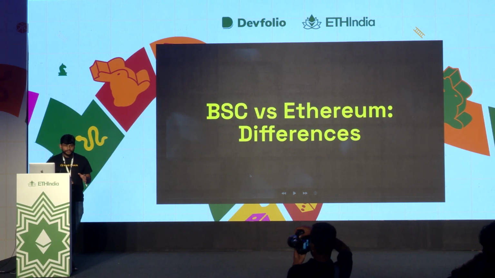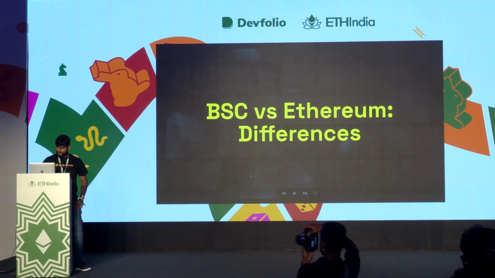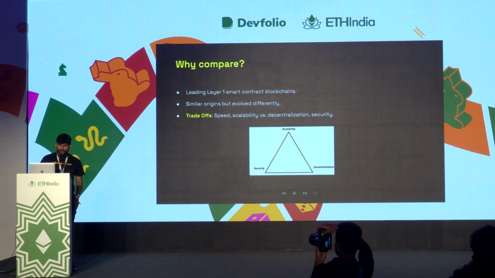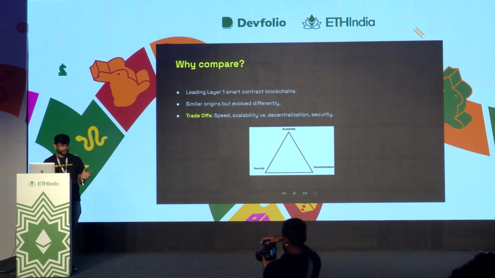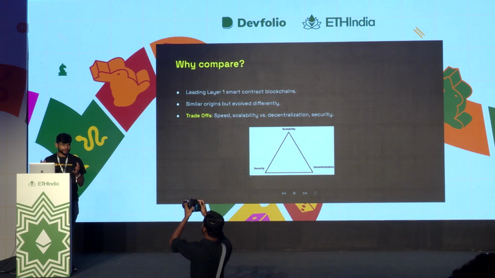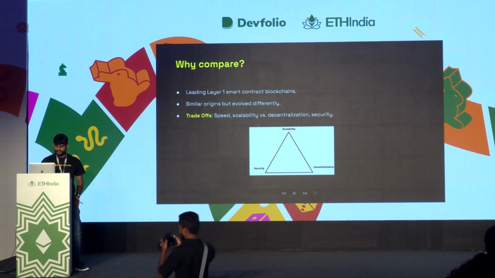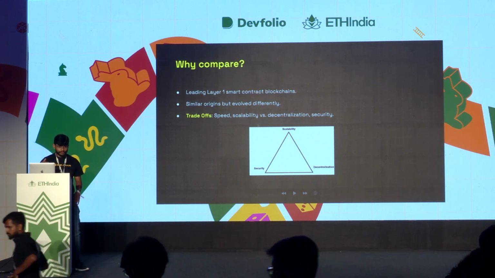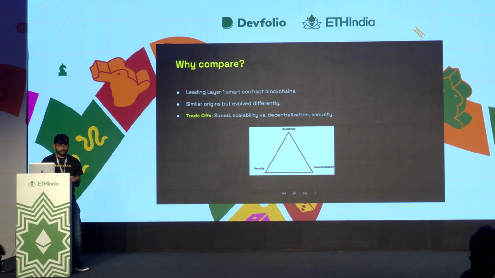Okay, now coming to the more technical side of this talk, which is the differences between BSC and Ethereum. Before I talk about it, let's answer why and how we should compare different technologies or different L1s. Both are leading layer 1 smart contract blockchains, and as we know, BSC started off as a Go Ethereum fork, but now it has significantly evolved. So it's better to understand what the differences are.